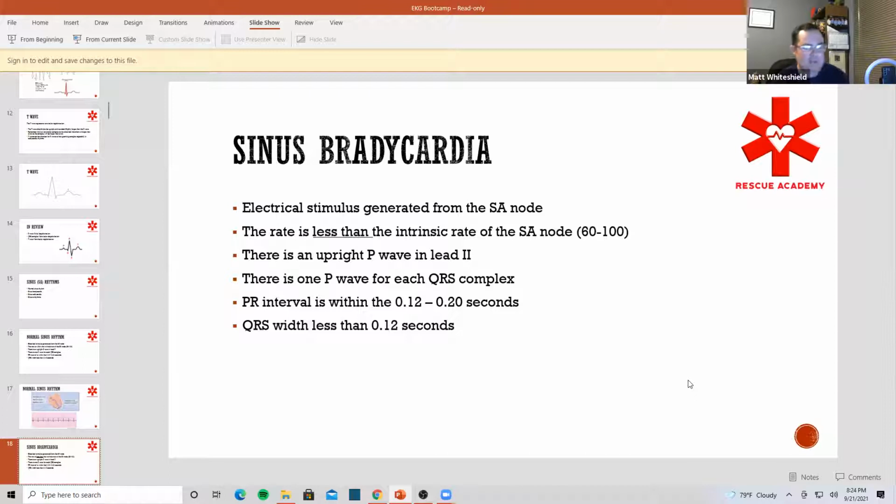Sinus brady. Remember, it's sinus. So we have an upright P wave. I got my regular QRS complex. Remember, that's considered narrow. And it's delayed, right? For sinus bradycardia, it's less than the intrinsic rate of the SA node. So if the SA node's intrinsic rate is 60 to 100, anything less than that is considered sinus bradycardia.